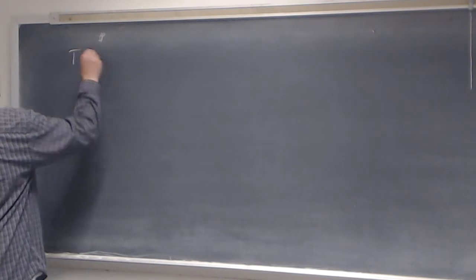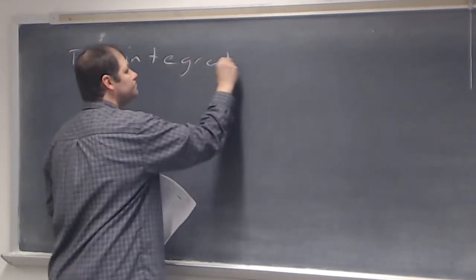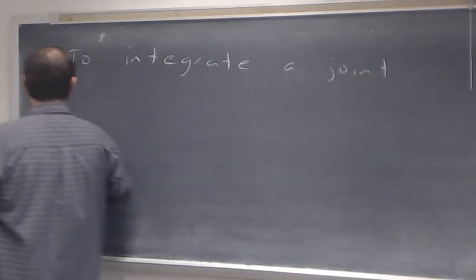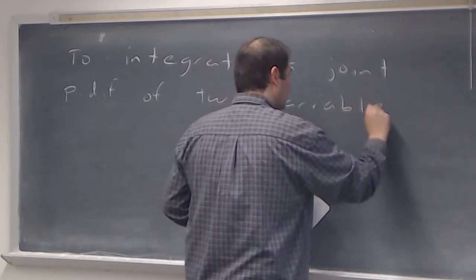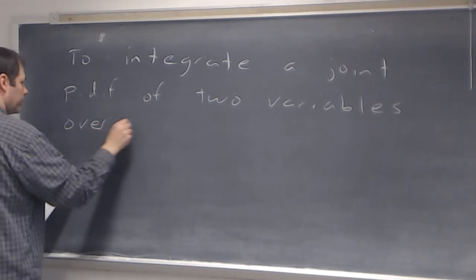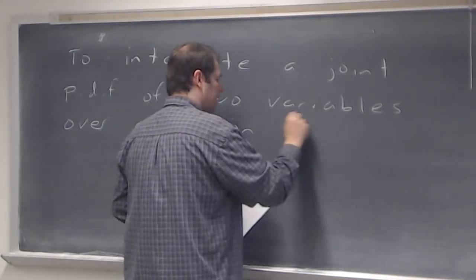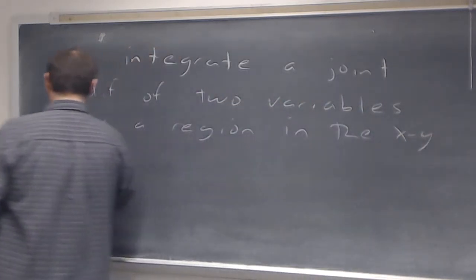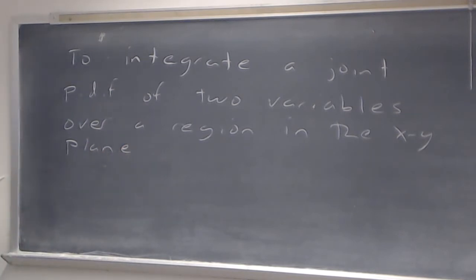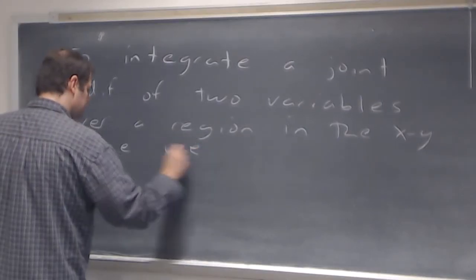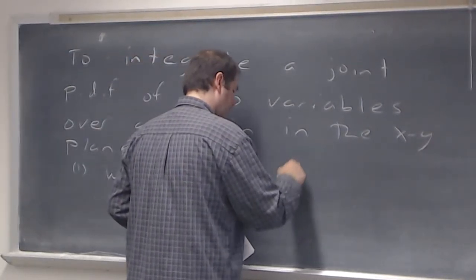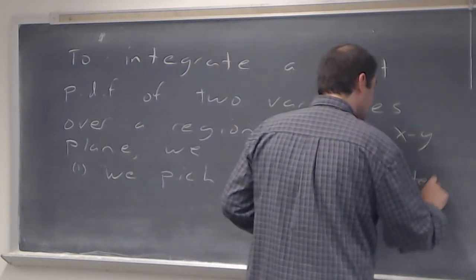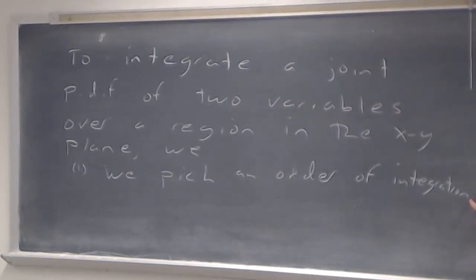Okay, so to integrate a joint PDF of two variables, normally we say x and y, over a region in the xy plane, here's what we do. We pick an order of integration. For us, it's not going to matter what we pick, okay? We're going to end up with the same answer regardless.